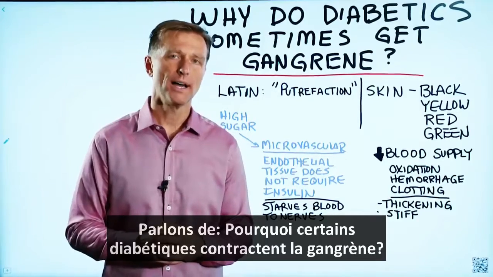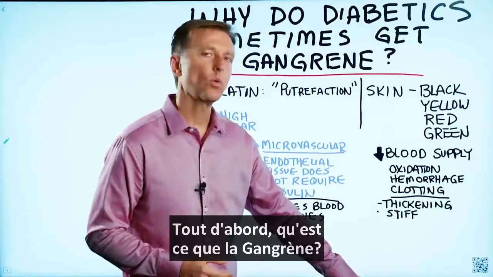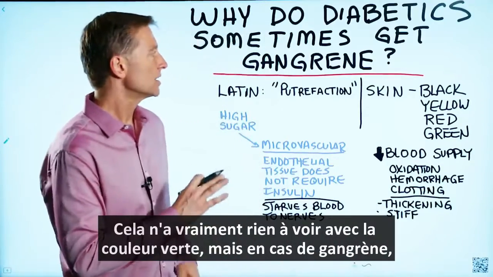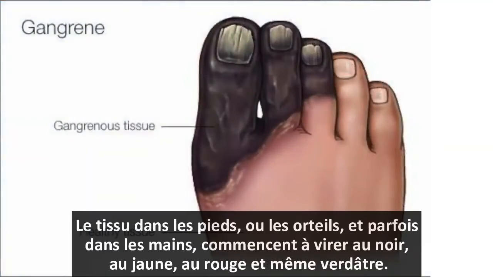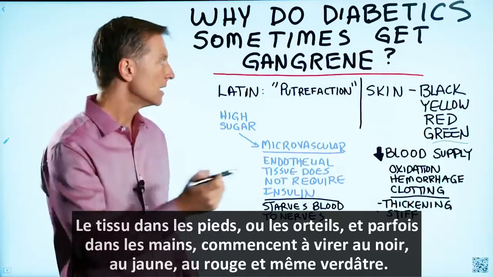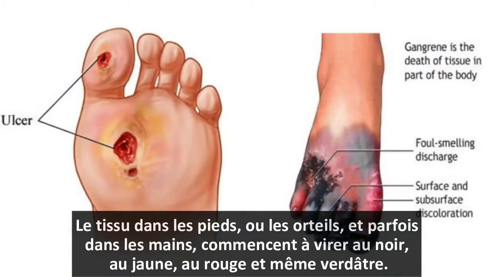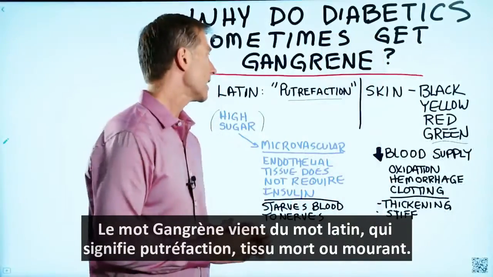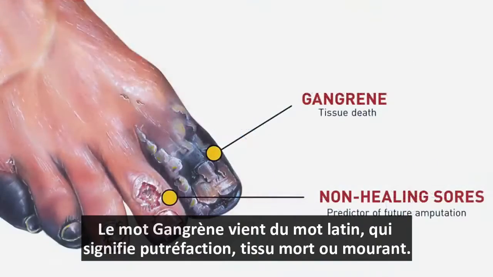Let's talk about why some diabetics get gangrene, and others don't. First of all, what is gangrene? It really has nothing to do with the color green, but when you get gangrene, the tissue, usually in the feet or the toes first, and then sometimes in the hand, starts turning black, yellow, red, and even kind of a shade of green. Now, the actual word gangrene comes from the Latin word which means putrefaction, dead or dying tissue.